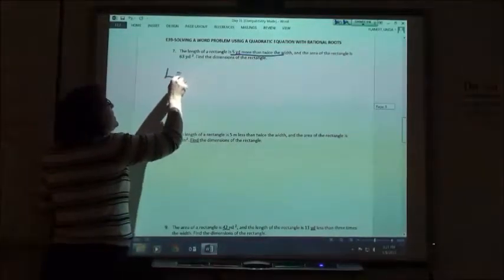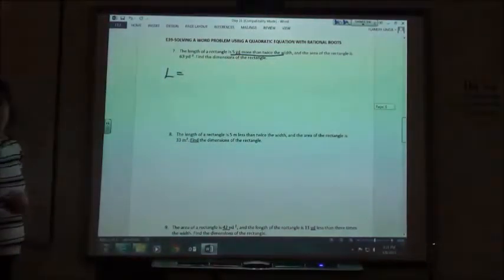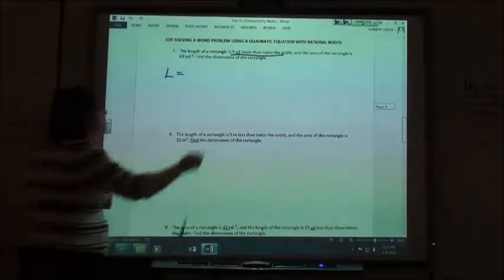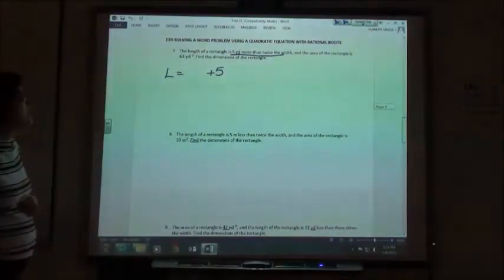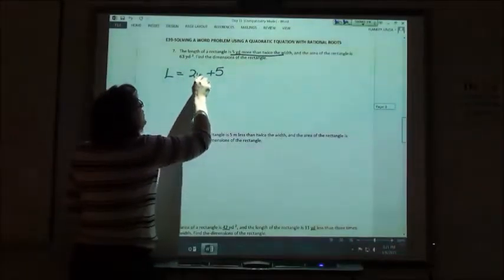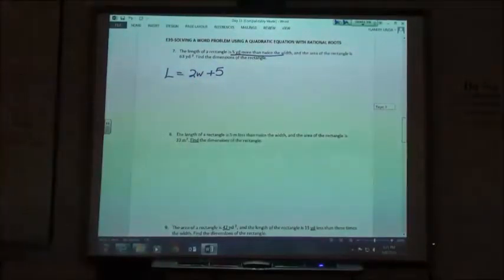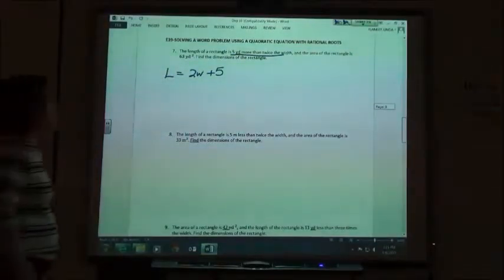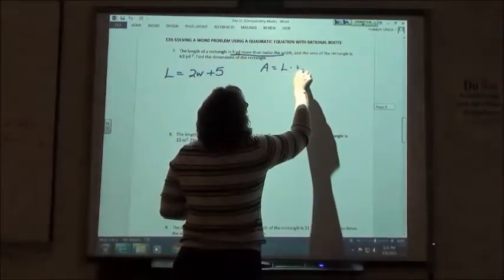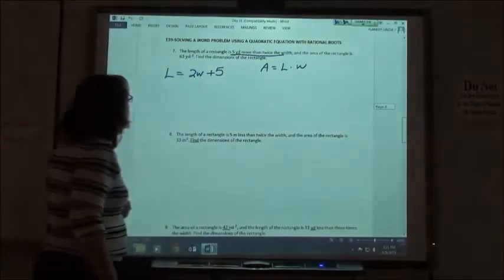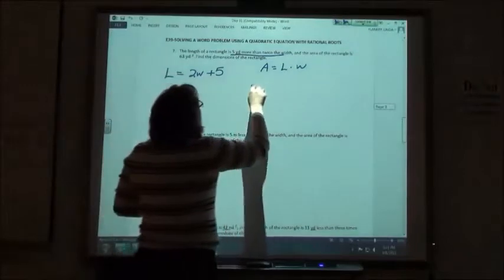The length is 5 yards more. I am adding 5 to twice the width, to 2W. The length is 5 yards more than twice the width. The area of my rectangle, area is length times width. The area of my rectangle is 63.